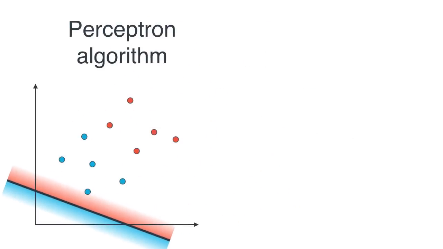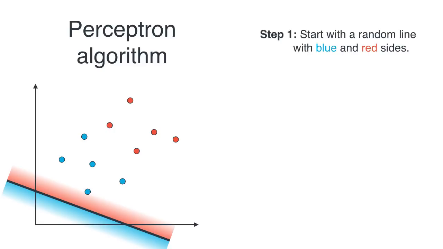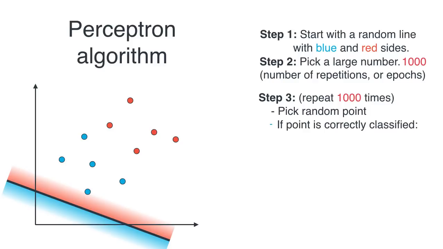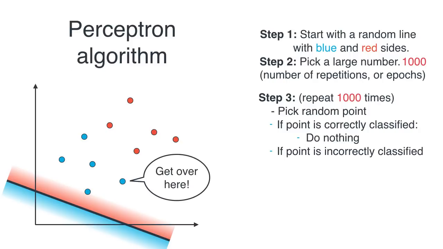I'd like to remind you that the way we did it is we started with a random line with red and blue sides. Then we picked a large number, the number of repetitions or epochs, which in this case is going to be 1,000. That's the number of times we're going to repeat our iterative step. Then step 3 says repeat 1,000 times. We pick a random point. We ask the point if it's correctly classified or not. If it's correctly classified, we do nothing. If it's not correctly classified, then we move the line a little bit towards the point.